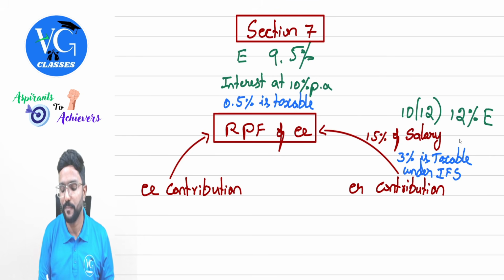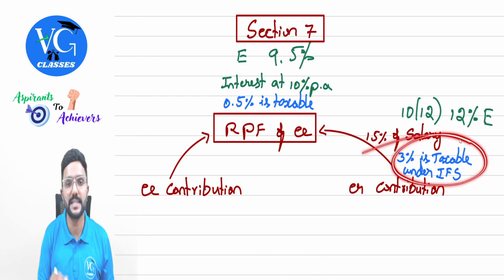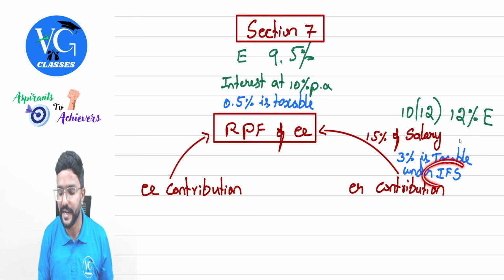Now, how much employer is contributing? 15%. But as per section 10 clause 12, only 12% is exempt. 12% of salary is exempt with respect to employer contribution. That means remaining 3% is taxable. For whom? For employee. Under which head, sir? Salary head, that is income from salary.